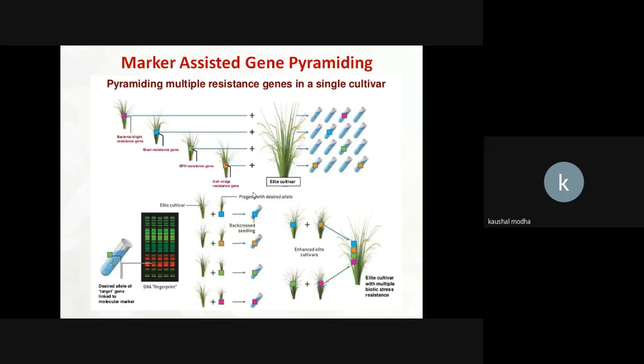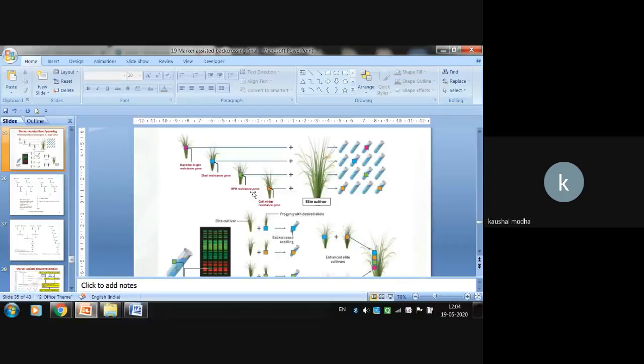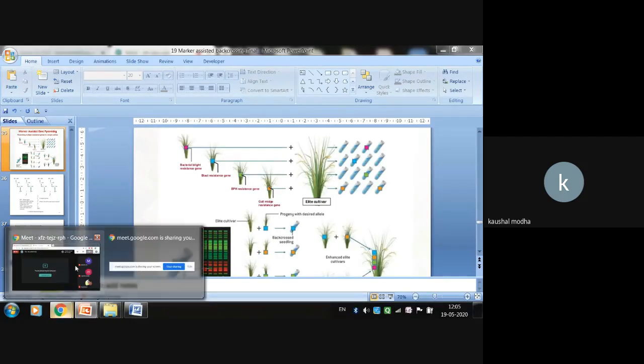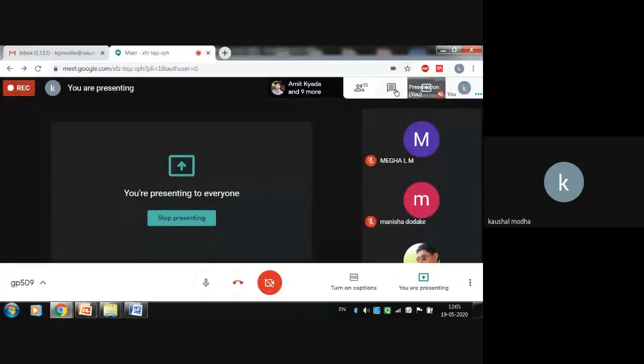So that's all for today. Tomorrow I will cover marker-assisted gene pyramiding, marker-assisted recurrent selection and genomic selection, and other sequencing methods based on NGS. So that's all I wanted to say today. If you have any questions, then we can discuss.